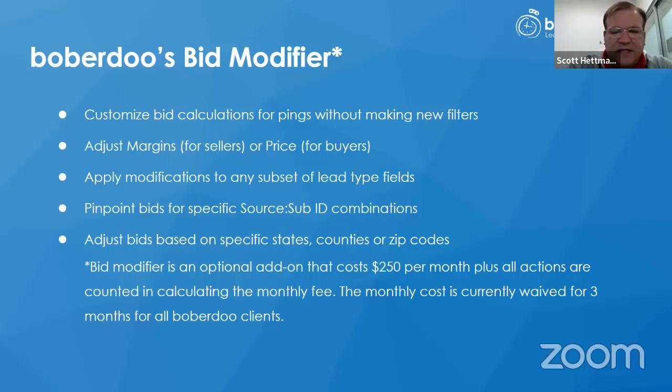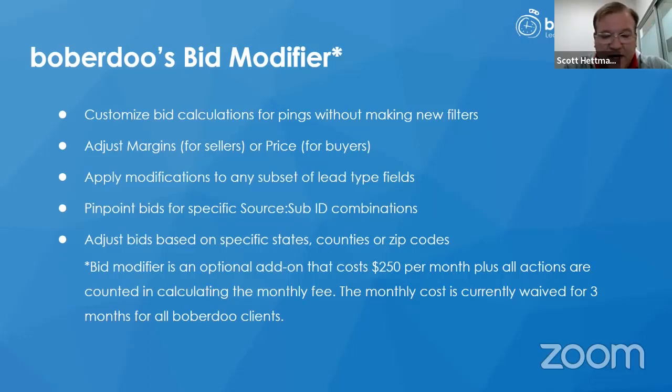Another good use case is based on states, where you can then vary that bid or the margin that you're taking. So in hyper competitive geos, you can, for example, take less margin so that you can win more of those leads on behalf of your clients.